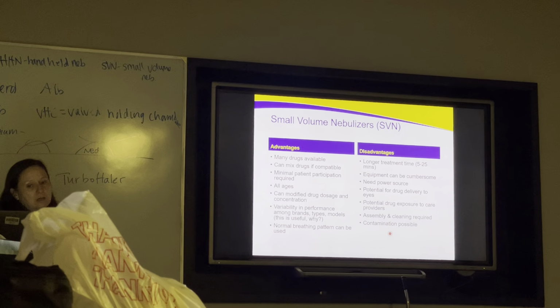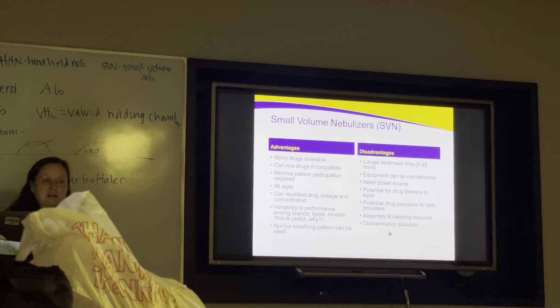Yep. Okay, small volume nebs, so some advantages, disadvantages. There's a lot of drugs you can give in a nebulizer, lots, and you're gonna give a gazillion nebs, okay? Lots of medications could be mixed together, so that's good, right? The patient doesn't really have to do anything except breathe. They don't have to talk to you. They don't have to have any special timing or technique, they just have to breathe.